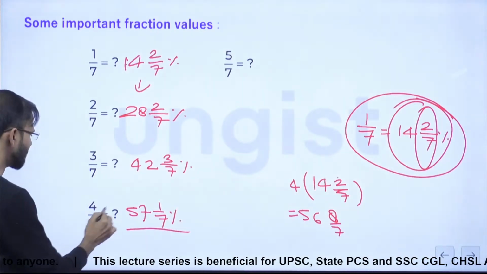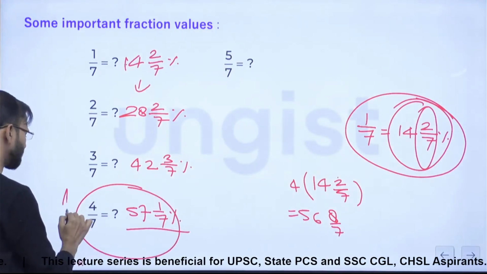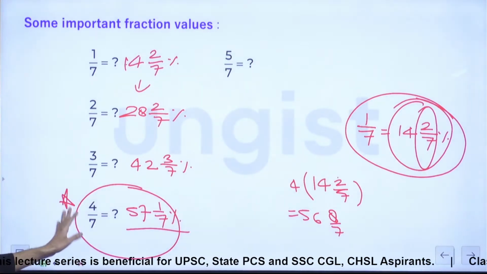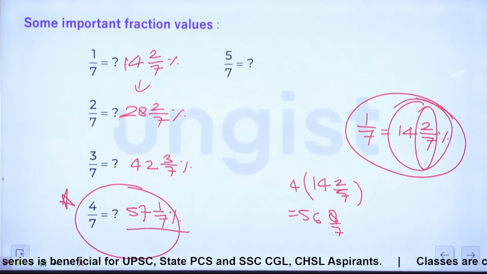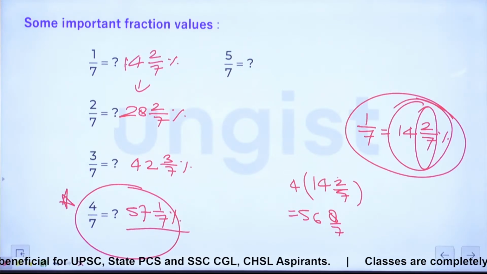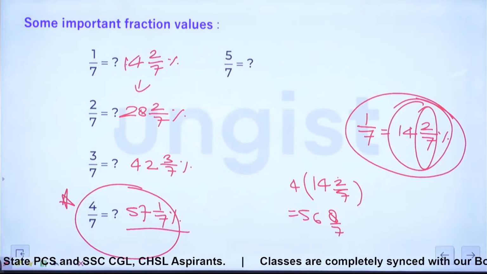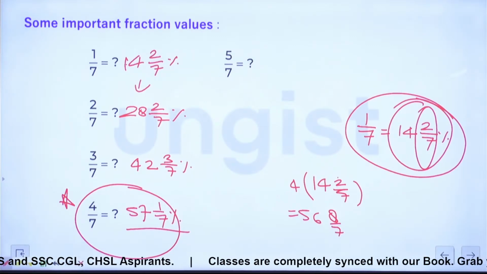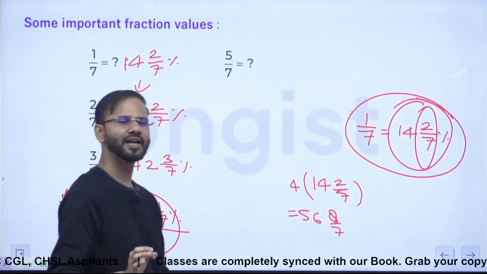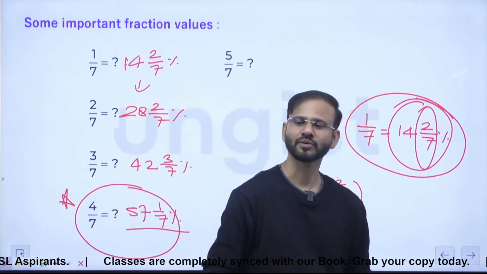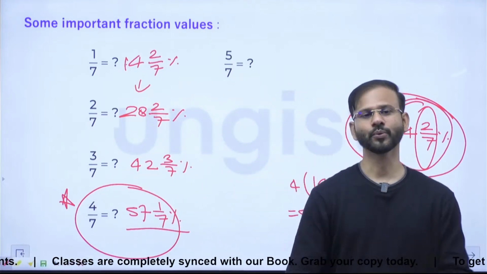And guys, this value is actually an important value, right? Let me tell you frankly, 4 by 7 is an important value. ये आपको अक्सर देखने को मिलेगा, right? 4 by 7 is an important value. And guys, now put down your pens and tell me the answer of 5 by 7. What is 5 by 7, guys? Quick.